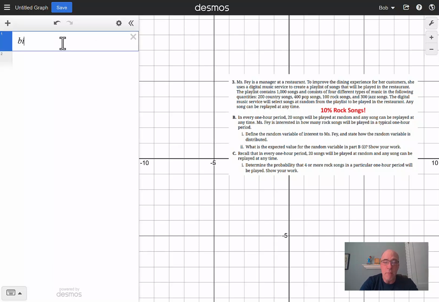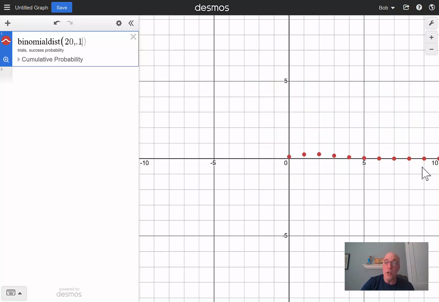So we're going to type in binomial dist, and the letters all stand up, which is good news. That causes us to think that we're doing this right. And parentheses here. Notice that we are given prompts for trials and success probability. We are doing 20 trials. The success probability here is 10%, 0.1. And you can see here that it seems like my distribution is starting to form.